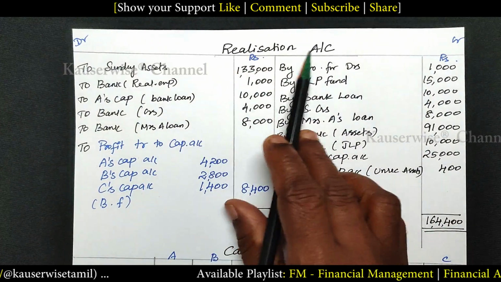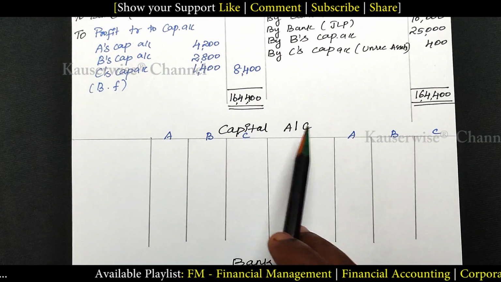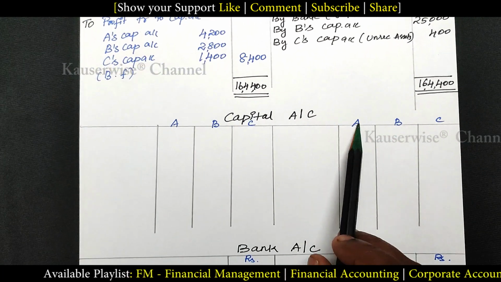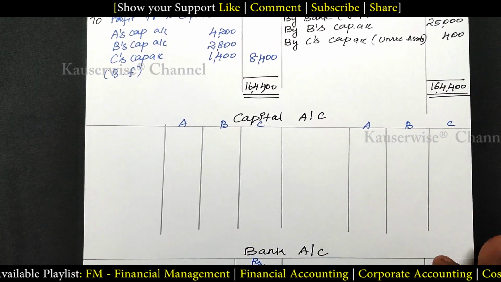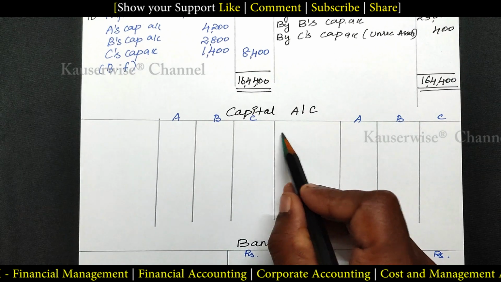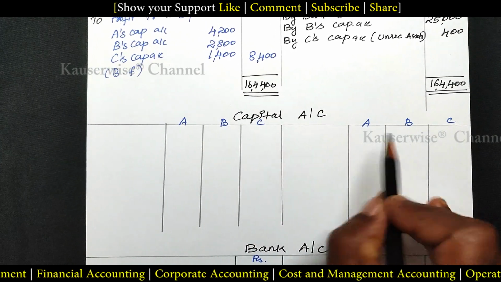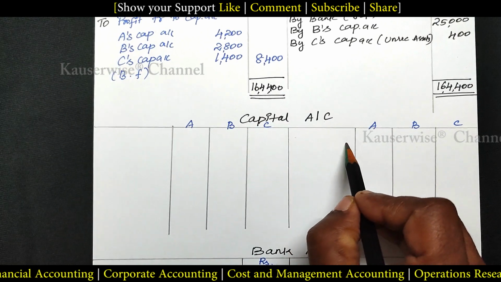After preparing the realization account, the next step is we need to prepare capital account. Here we have three partners, A, B, C. Okay. Now see how to prepare capital account. First start with opening capital. Capital is a liability, no? So liability always shows credit balance. So by balance brought down.